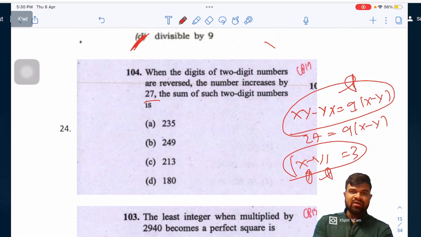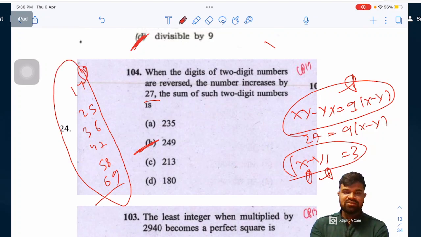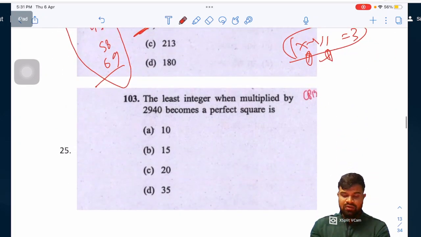Now what we need to do is find the numbers. The numbers will be 14, 25, 36, 47, 58, and 69, where the difference of digits is 3. These are the numbers. We just need to add them: 14 plus 25 plus 36 and so on. We'll find that the answer will be 249.